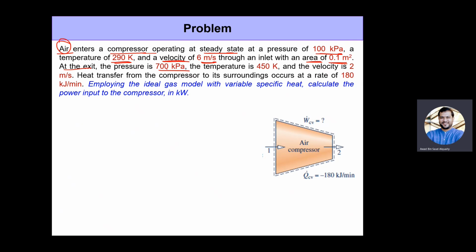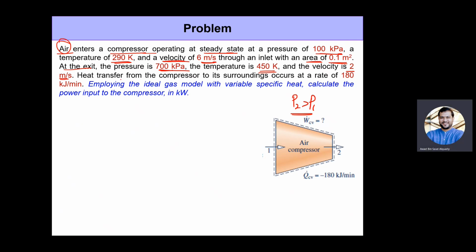And as you can see, the pressure at the exit, P2, is greater than P1. As I said before in the introduction for the compressor, the whole purpose of having a compressor is to increase the pressure. So P2 has to be greater than P1. If P2 is not greater than P1, then the compressor is of no use. We don't make the compressor then. Okay, so at the exit, the pressure is higher at 700 kilopascal, and correspondingly, the temperature is also higher. It's 450 Kelvin, and the velocity is 2 meter per second.